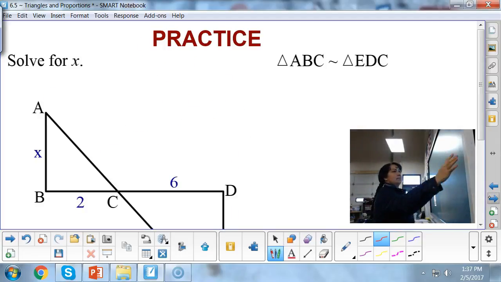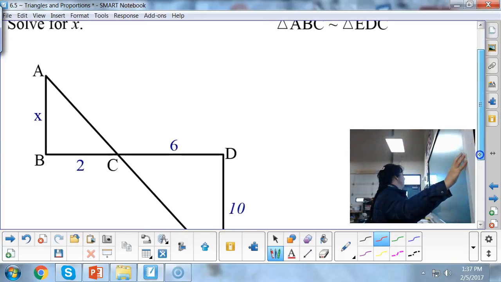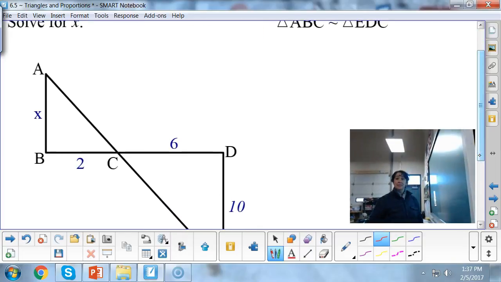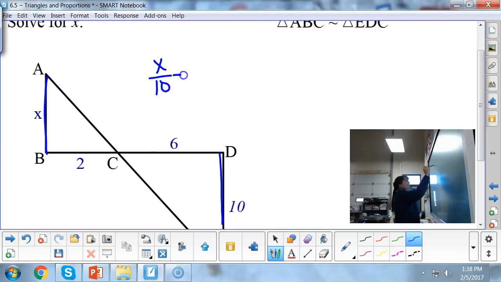So for practice, if you want to pause it and work this one on your own to see how you're going to do, then that's a great strategy for practicing these. I'm going to do x over 10 is equal to 2 over 6.